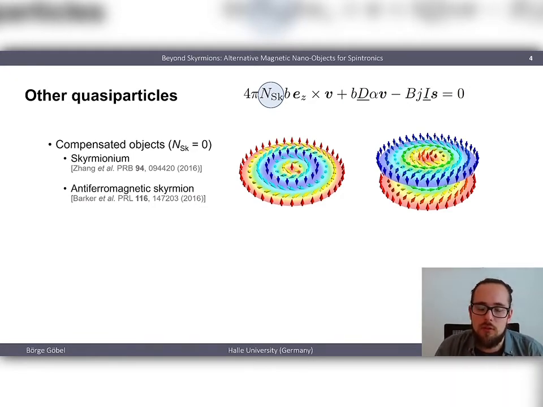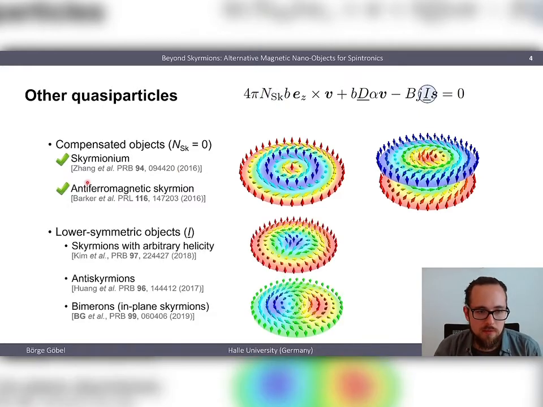So for the skyrmionium, you can put one skyrmion inside of the other, and for the antiferromagnetic skyrmion, you can, for example, consider such a bilayer, or you can even put them both in the same layer and consider two sublattices. So here I think it's quite easy to understand that they will not exhibit a skyrmion Hall effect.